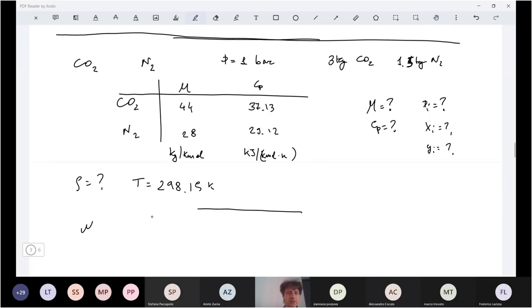So you recall that molar mass can be obtained by the weighted average, through the molar fractions, of the molar masses of each species, or the inverse of the molar mass can be obtained as the weighted average of the inverse molar masses, weighted with mass fractions.